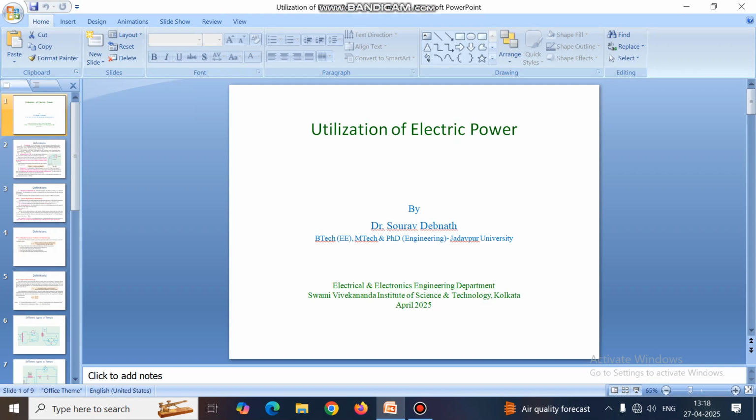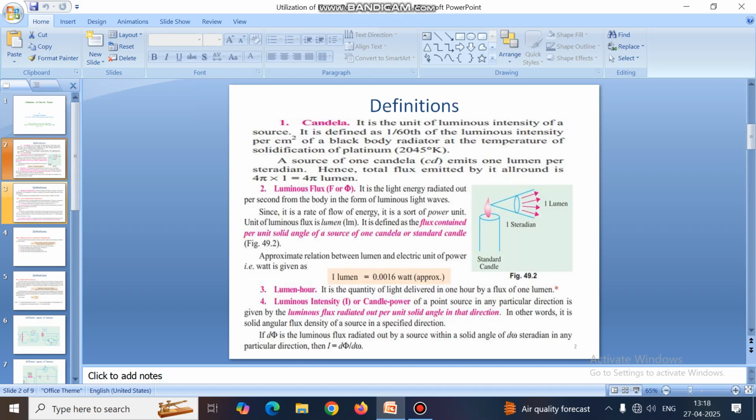Subject: Utilization of Electric Power, Module 2: Illumination. First of all, starting the illumination, some definitions must be noted. The first is candela. It is the unit of luminous intensity of a source.